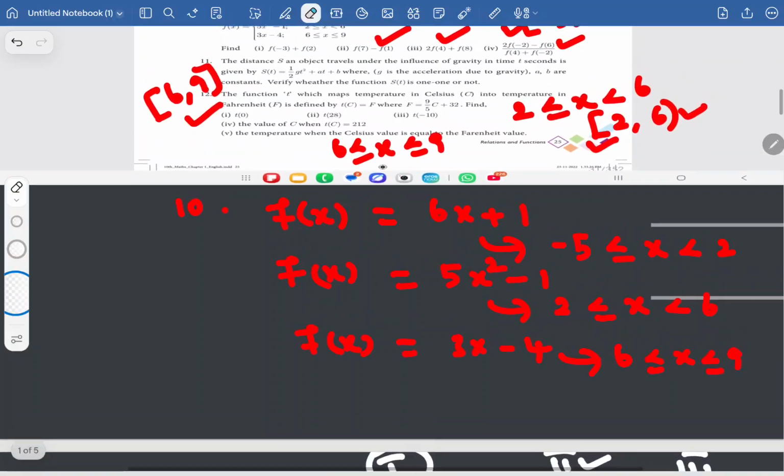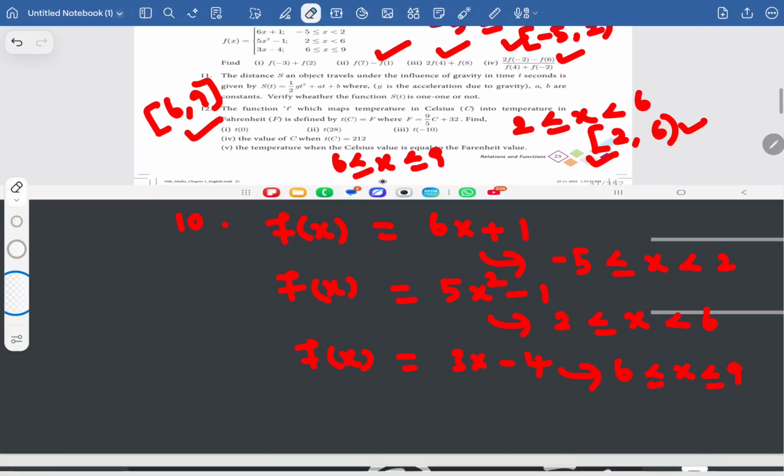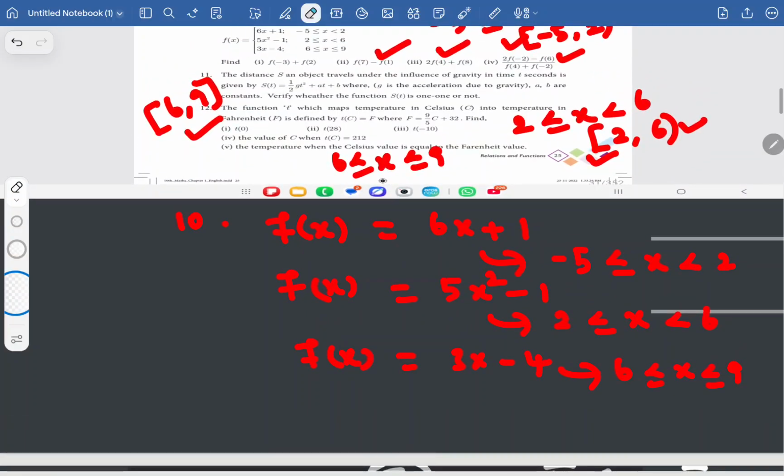Second subdivision, f of 7 minus f of 1.